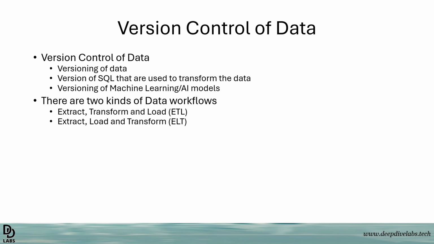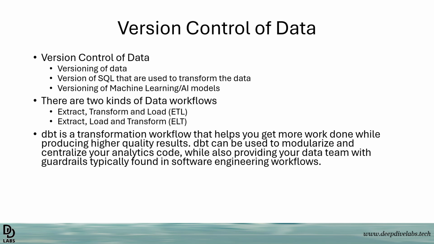There are two kinds of data workflows that we have already seen. You have your ETL process, your extract, transform, and load, and then your ELT process where you extract and load all the raw data and then do your transformation. In this module, we are also going to talk about dbt, which is a transformation workflow tool that helps to get your work done while producing high quality results. What that means is you are essentially doing version control of this transformation step, the T in your ETL and ELT.